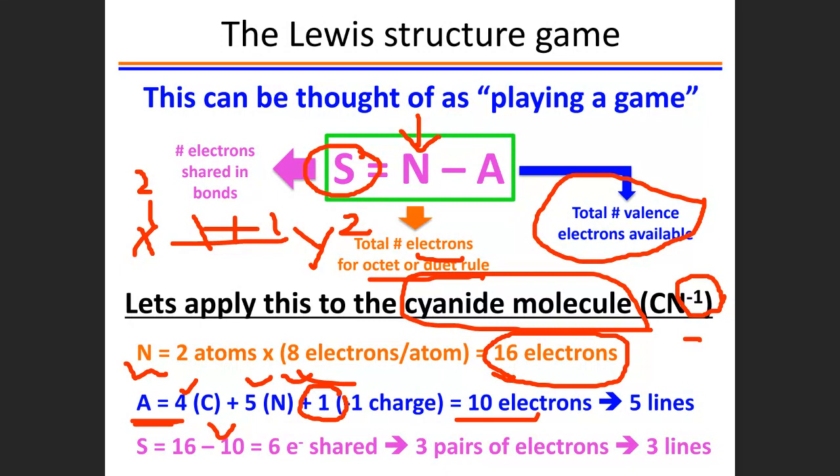Now if we subtract the valence electron number from the octet electron number, then we get the electrons shared in the bonds. That means 16 minus 10, this 6 electrons will be shared, which is 3 pairs of electrons. That means 3 bonds. So this is how the triple bond forms in cyanide between the carbon and nitrogen.